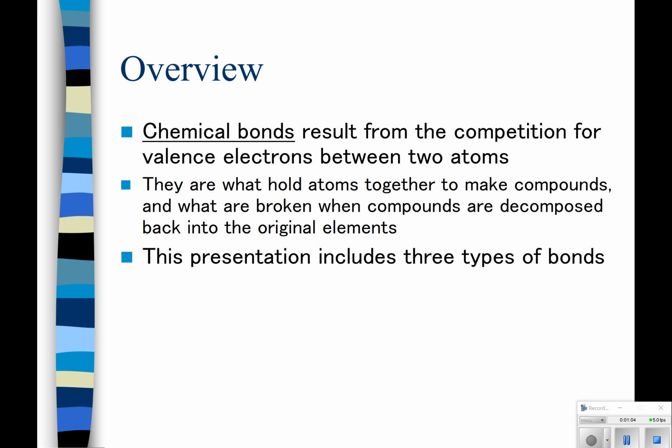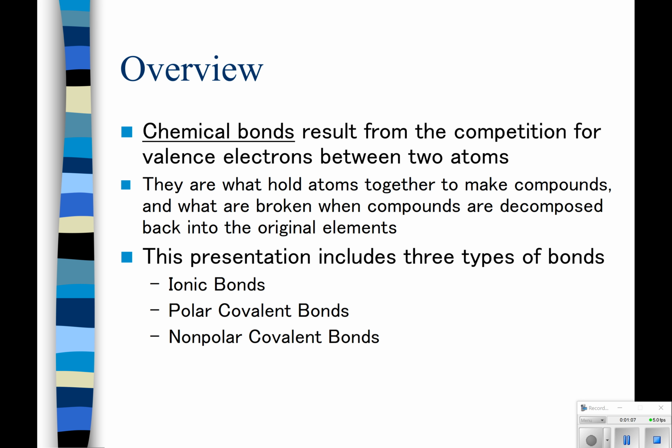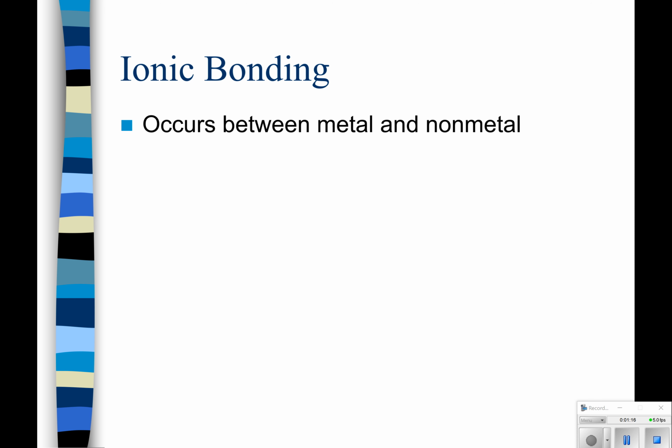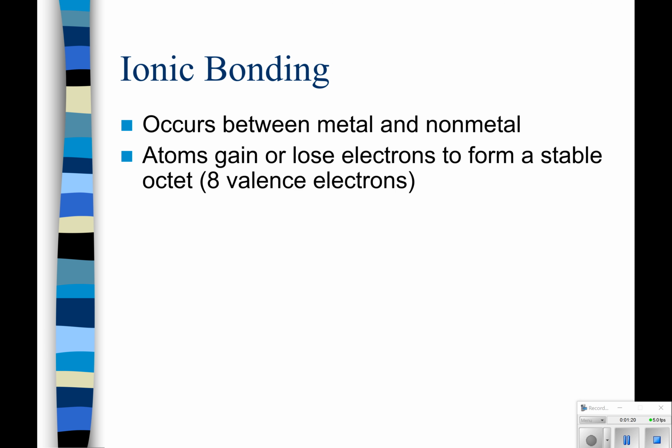Now this lesson is going to include three different types of bonds: ionic bonds, polar covalent bonds, and non-polar covalent bonds. But today, we're just going to be focusing on specifically ionic bonds. Now specifically, ionic bonding is going to occur between a metal atom and a non-metal atom. And depending on where that element is on the table, it's going to like to gain or lose electrons in order to form that stable octet. Remember, that's 8 valence electrons in the outer shell of the atom.